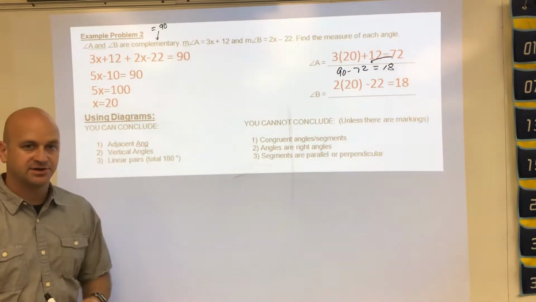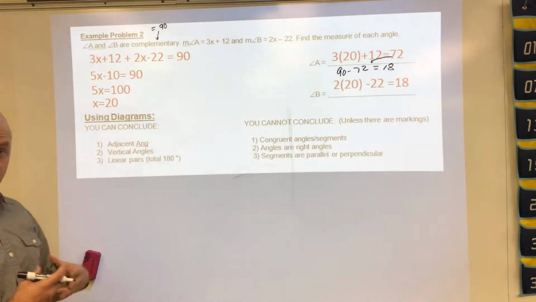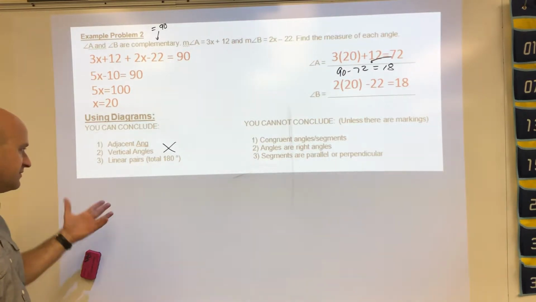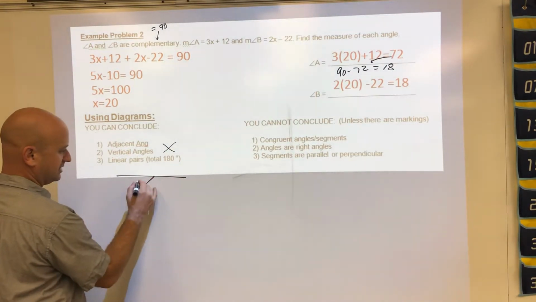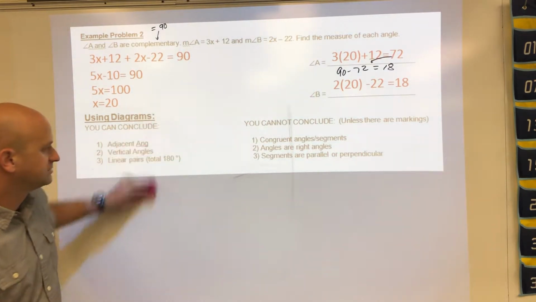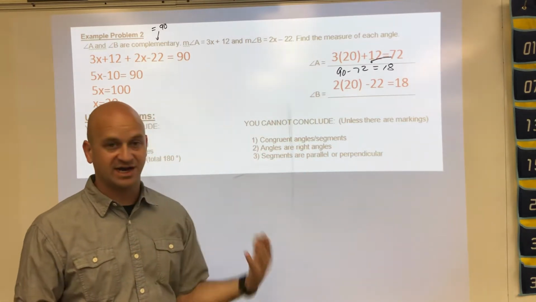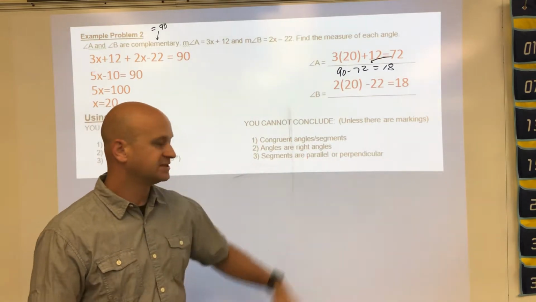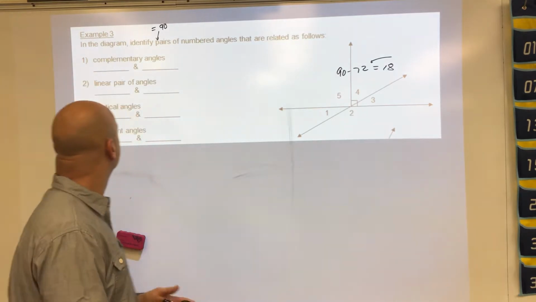All right, a couple things with diagrams to conclude is if angles are next to each other, we can conclude that. If angles are vertical, because they make an X, that's what we're looking for, vertical angles, then you know that they're vertical. And if you have a straight line with two angles, like something like this, we know that this angle and this angle are going to add up to 180. There are a few things we can't conclude, that things are congruent unless we're given symbols. If angles are actually right angles, unless we're given a symbol or it tells us, or something is parallel or perpendicular, again, unless there's a symbol or they tell us.